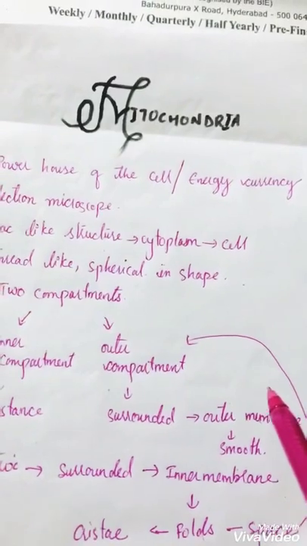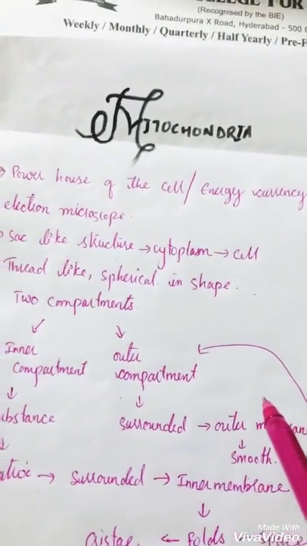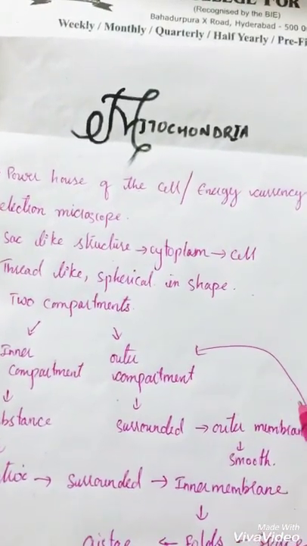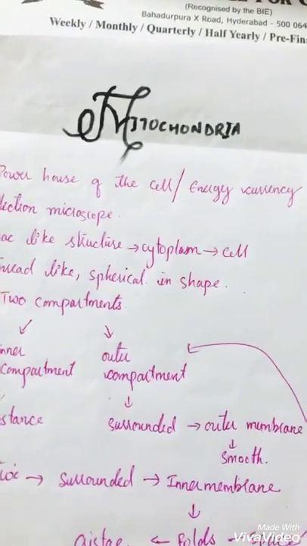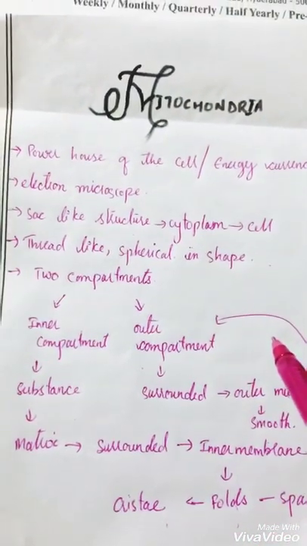The inner membrane, the matrix and the elementary particles in the mitochondria have a large number of enzymes and other required proteins for respiration and energy production. Now, I will explain mitochondria with the help of a diagram.